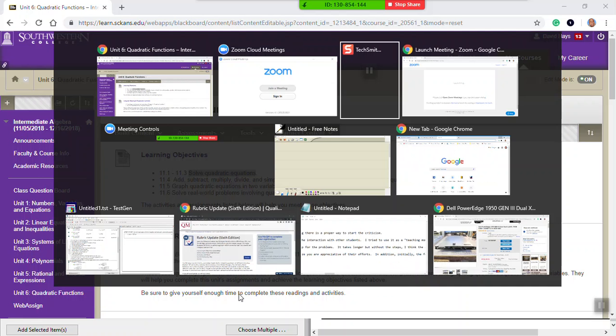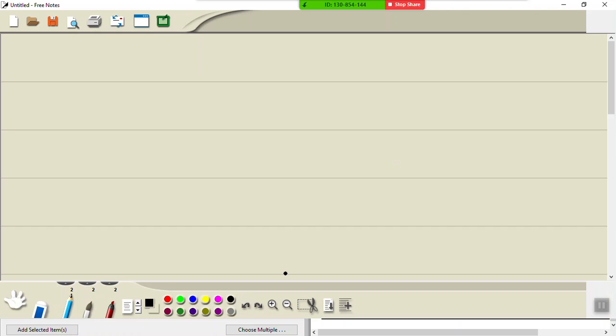And get to my tablet. There we go. First thing we're going to talk about is something called the square root property. That's one method of solving a quadratic. Let's take a look at this example right here. X squared is equal to 9.